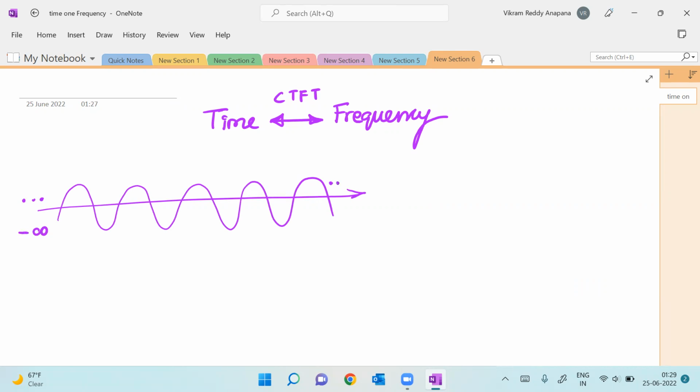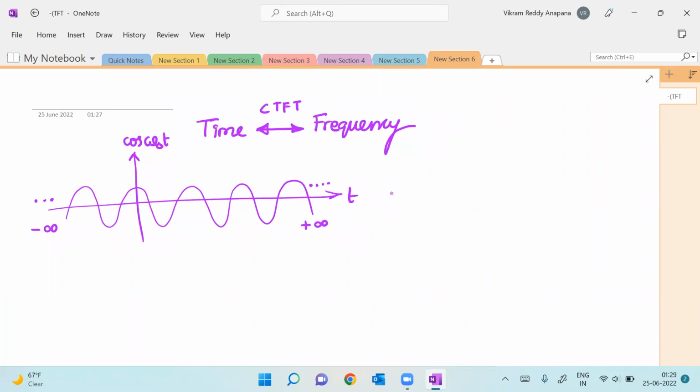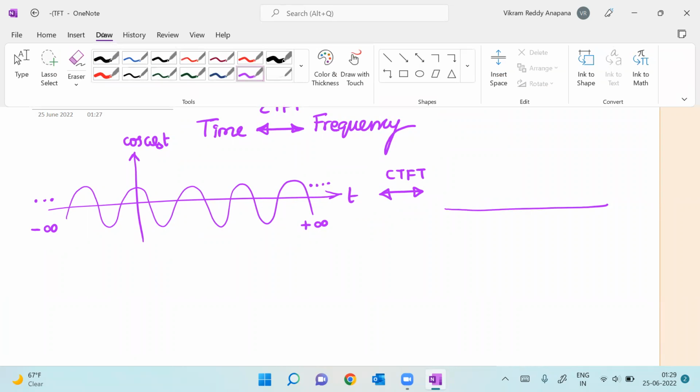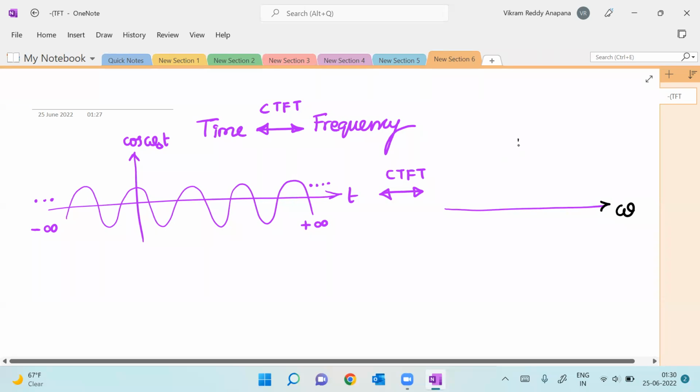It goes all the way from negative to positive infinity, and say this is your cos omega naught t. As we know very well, if we go to its frequency domain and apply the continuous time Fourier transformation, you would see a couple of delta functions. This is your omega scale, and this is your X of j omega. And here I will be having a spike.